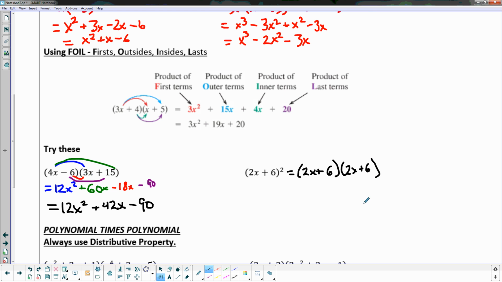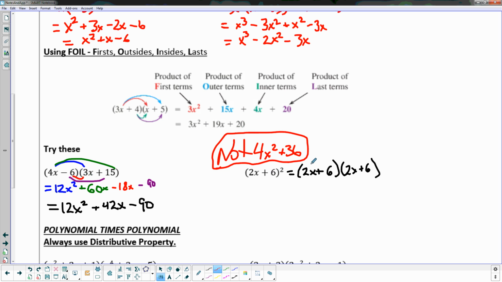So that's what the problem really looks like. One thing I want you to know, it's not 4x squared plus 36. Please, please, please understand that that's not what it is.